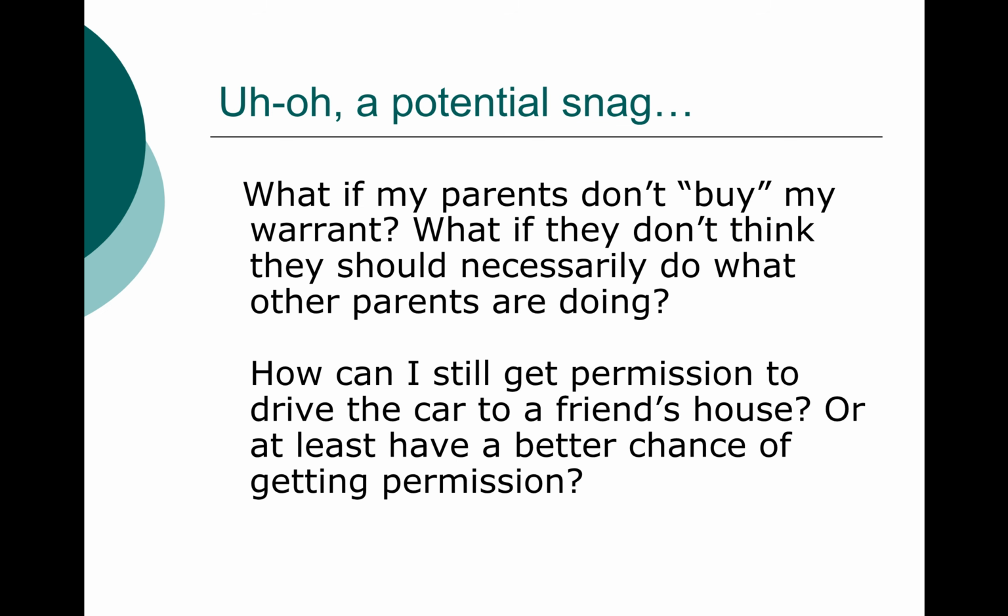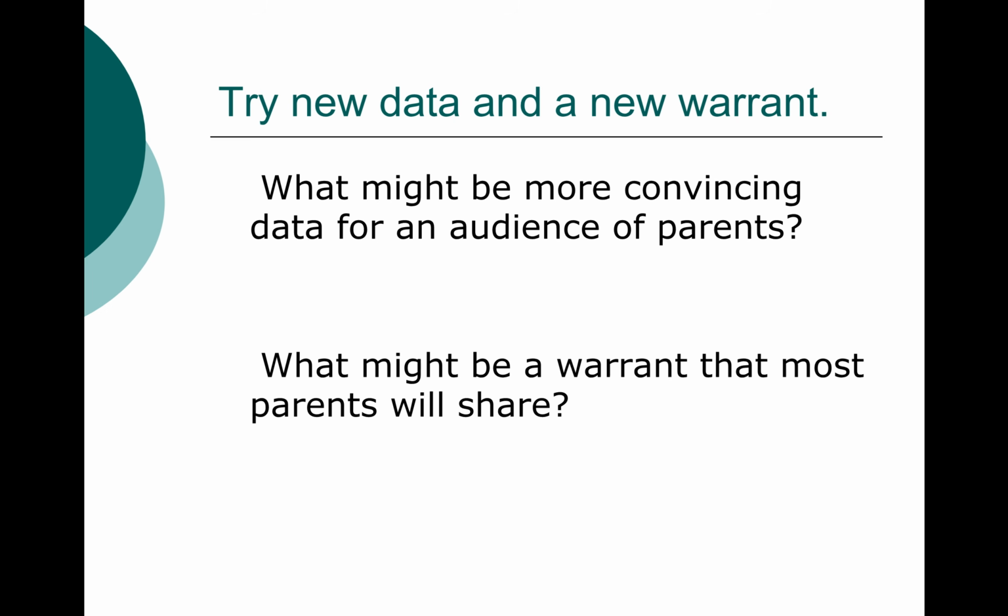So here's the snag. What if your parents don't buy your warrant? What if they don't think that they should necessarily do what other parents are doing? This is where the argument's going to break down, okay? How can you still get permission to drive the car to a friend's house, or at least have a better chance of getting permission? You need to try new data, which would imply that you are getting a new warrant.